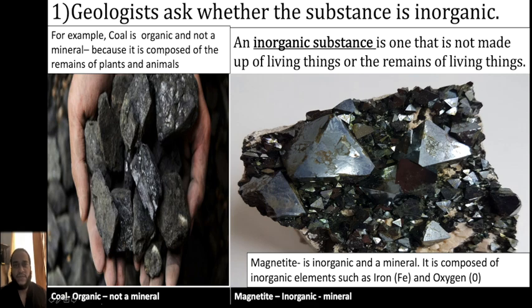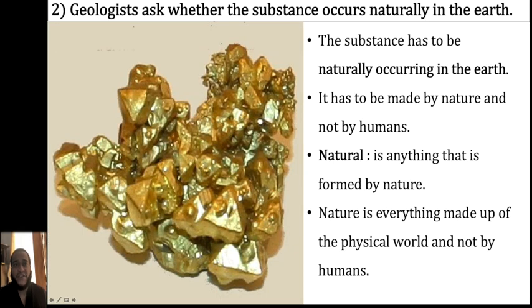Number two, geologists ask whether the substance occurs naturally in the earth. The substance has to be naturally occurring in the earth. It has to be made by nature and not by humans or machines. Natural is anything that is formed by nature. Nature is everything made up by the physical world and not by humans.